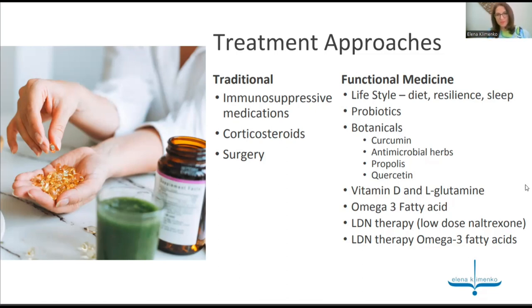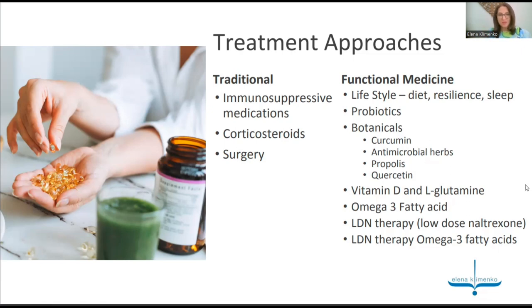With the functional medicine approach, of course, we are starting with the diet. Diet is the medicine, food is the medicine. And we don't like to call it diet, we call it a food plan, right? Food dietary modification. Building resilience, making sure people sleep, making sure they take proper probiotics.